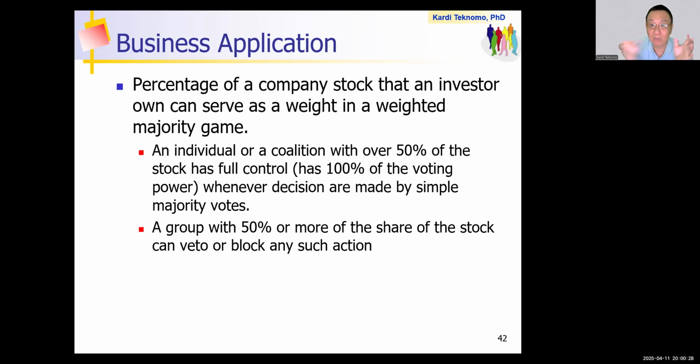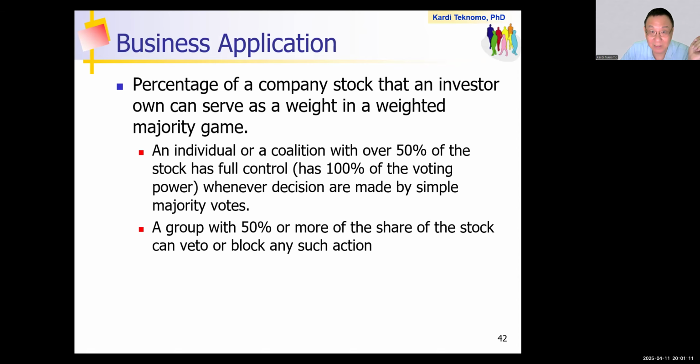The percentage of the company stocks that an investor owns can serve as the weight, right? So an individual or a coalition with over 50% of the stocks has full control over whatever decisions are made by simple majority vote. A group or coalition with 50% or more of the shares of the stock can veto or block such action. With that we can start to see how we can simplify the voting into power.